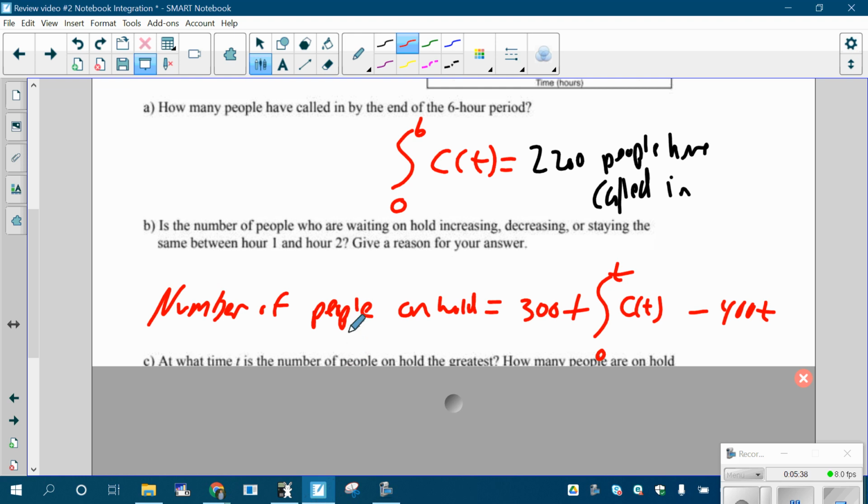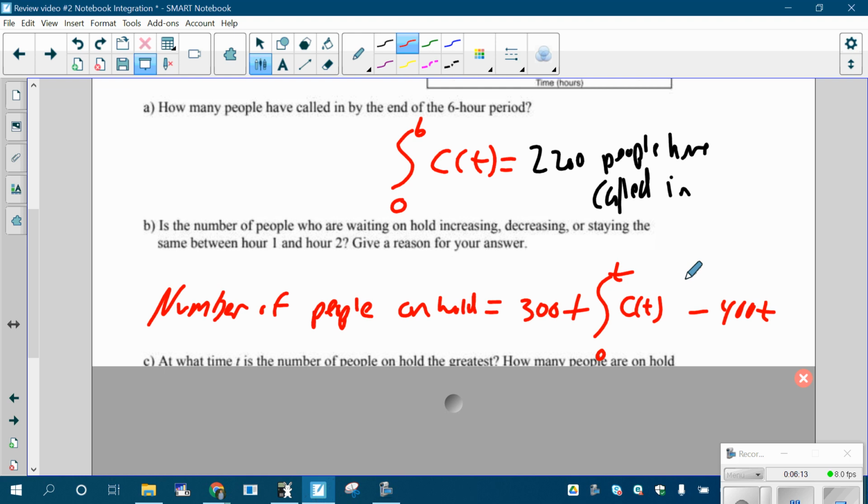So they give me a flow in rate, and if I integrate that flow in rate, that's what I just did in the problem above, it tells me the number of people that have called in up until a time t. But there's also a flow out, and that flow out is just 400 people per hour. That's just the rate at which they're processing the calls. So here's my flow in, here's my flow out, this is my initial condition. So if I take my initial condition and I add the number of people that have called in and I subtract the number of calls they've handled, I'll get the number of people on hold.